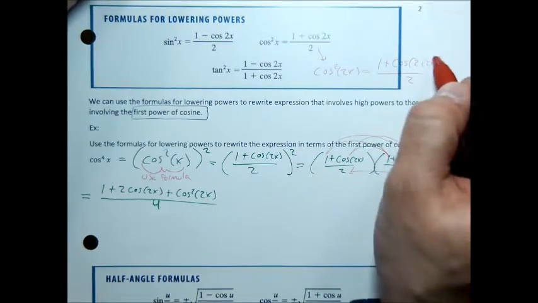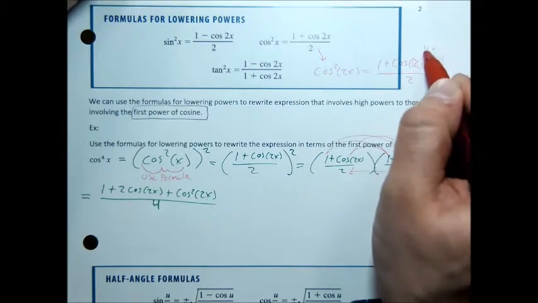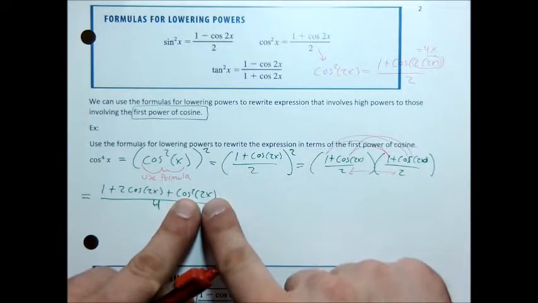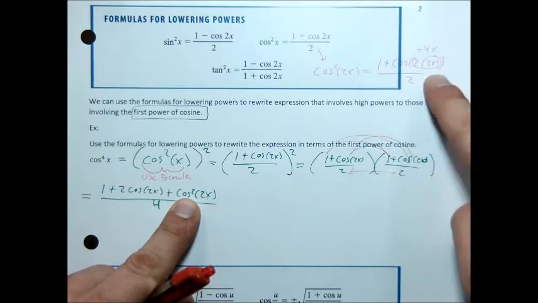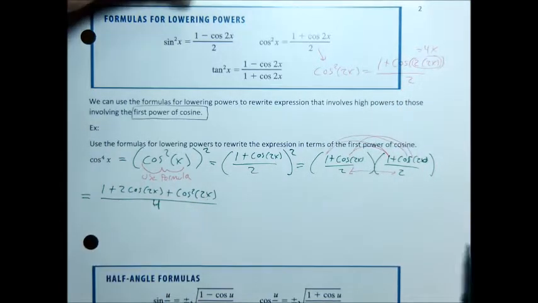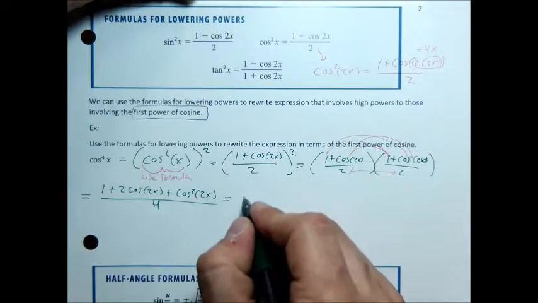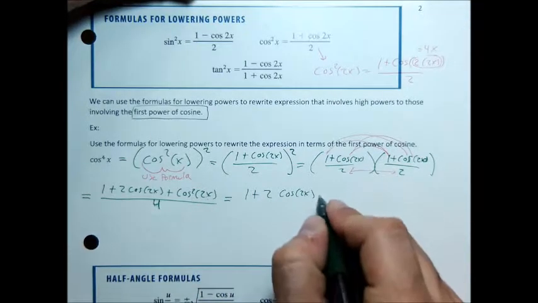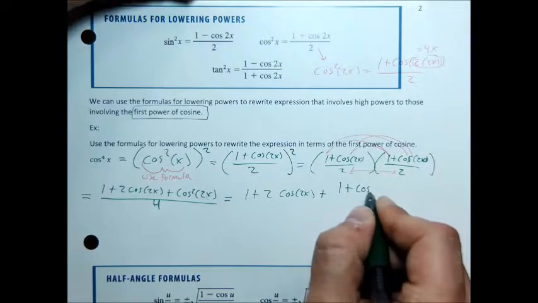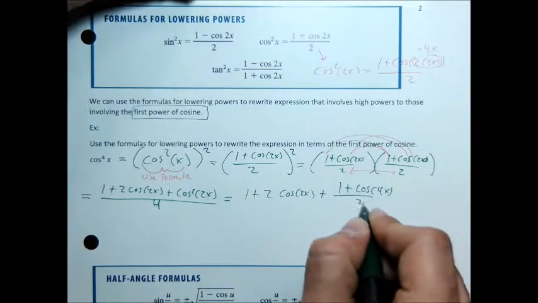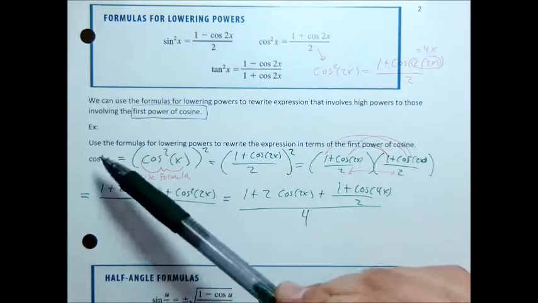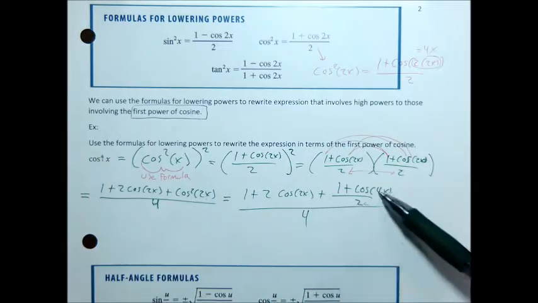And this part is going to be 4x. So we're going to replace this cosine squared of 2x with this expression up here, and then we'll have just single powers. We'll have 1 plus 2 cosine of 2x plus 1 plus cosine of 4x over 2. It's getting kind of nasty, but we only have one power. We went from cosine to the fourth, and now we just have cosines of single powers.